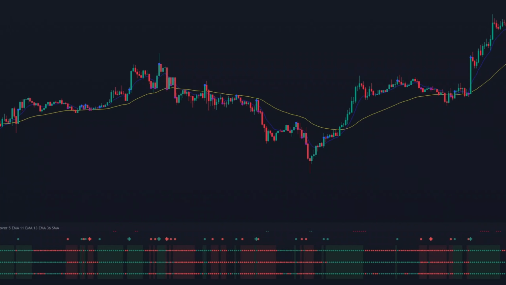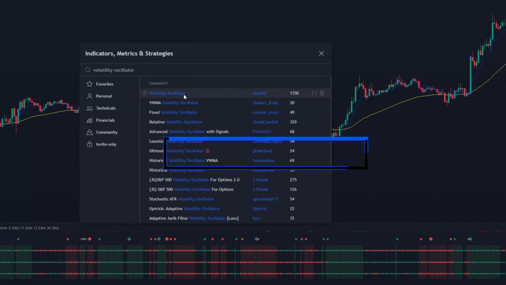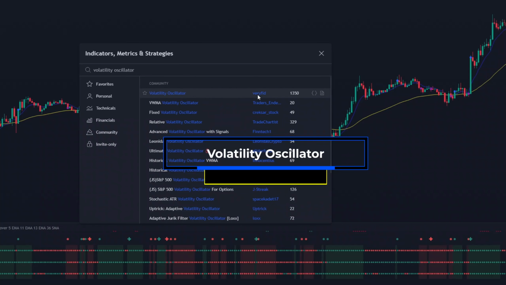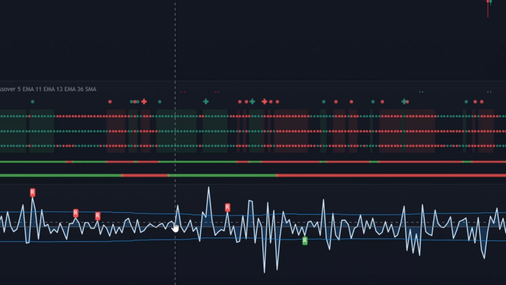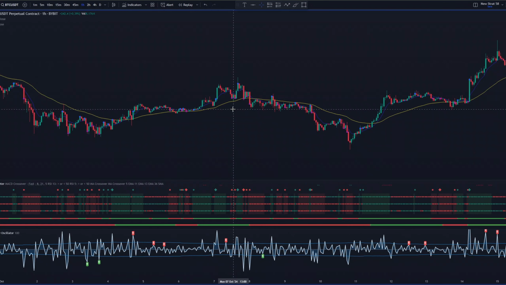Next, we're gonna add a volatility confirmation, specifically a volatility oscillator by VerifyD, and we're gonna open trades only when the white line is above this upper line. And that's it, guys. These are all the 3 rules of our strategy.